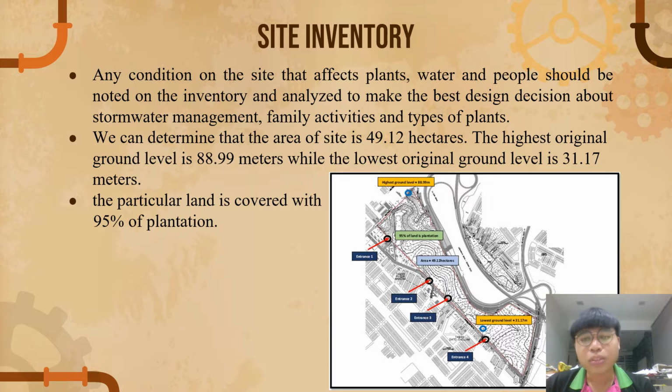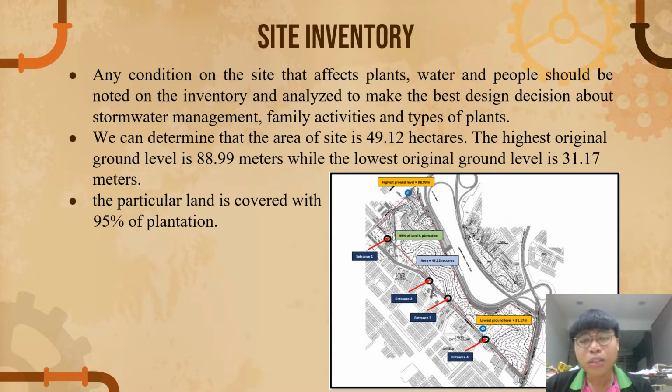Now I'll talk about the site inventory. For the site inventory, any conditions on the site that affect plants, water, and people should be noted on the inventory and analyzed to make the best design decisions about stormwater management, family activities, and types of plants.